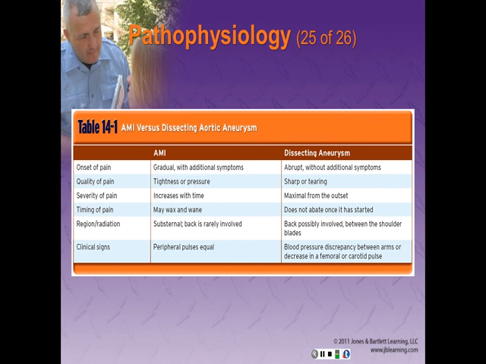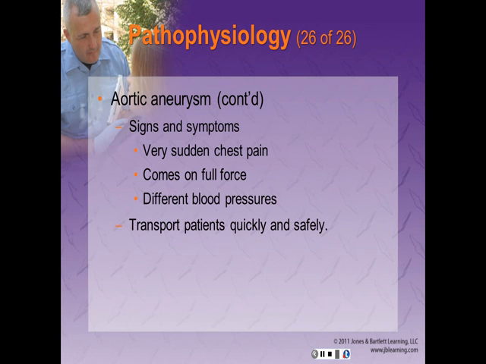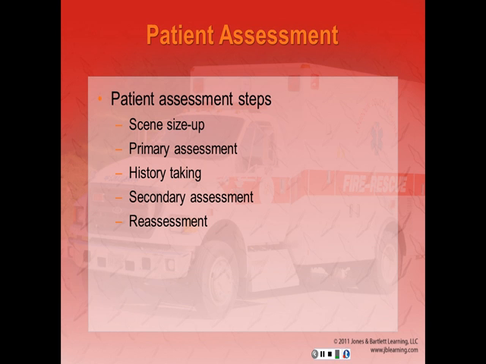In this table, as you can see, it gives you the comparisons of an AMI versus a dissecting aneurysm. And again, here are the signs and symptoms, and these patients do need to be transported quickly. Patient assessment. As we go through the patient assessment steps, these are always the same: scene size up, primary assessment, history taking, secondary assessment, and reassessment.